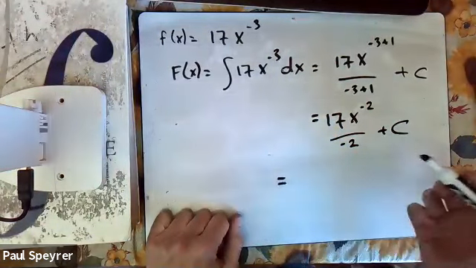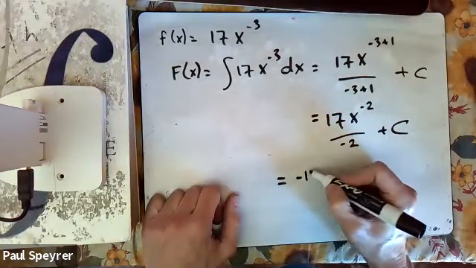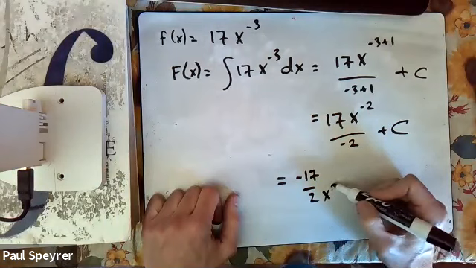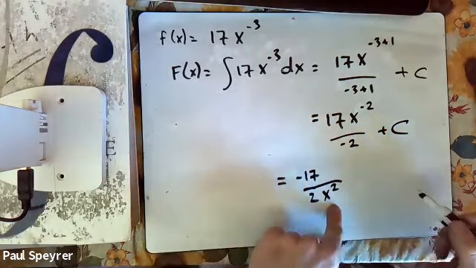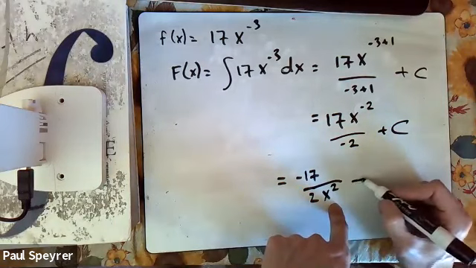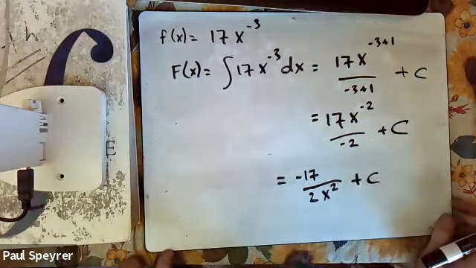Now from there, what more can we do to simplify? Well, 17 over negative 2 is negative 17 halves, right? And we're going to drop that back down, drop down this negative exponent, but by doing so, we're going to flip it and make it positive. So we wind up with that right there.